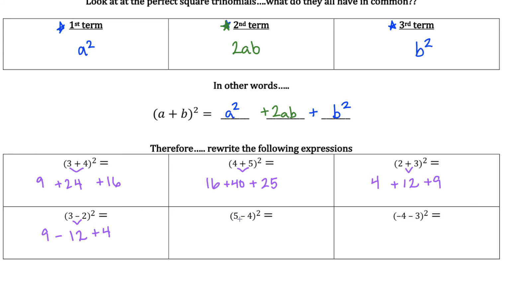All right, so 5 times 5 is 25. Negative 4 times negative 4 is positive 16. 5 times negative 4 is negative 20, but there's 2 of them, so we get negative 40, so minus 40. One more. So negative 4 times negative 4 is positive 16.